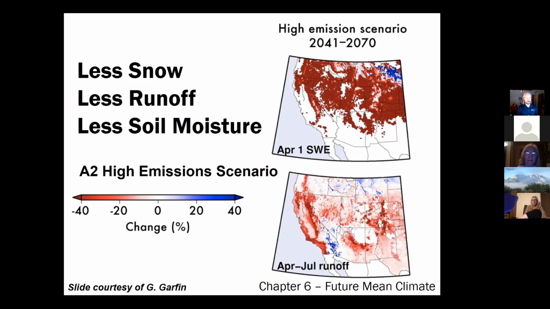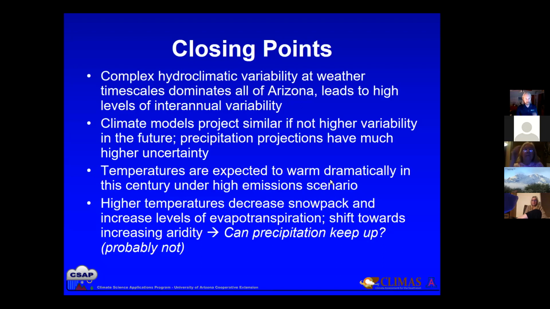And so we already have trouble. If you're watching the Colorado River situation, droughts are problematic, but when they're warm droughts, they tend to melt the snow and it doesn't make it into the springtime season and doesn't turn into runoff. So even a shift towards wetter conditions, if it's not snow and it's higher up in elevation, we have less water to deal with across the whole region. Okay, so my closing points here real quickly: we have complex hydroclimatic variability at weather timescales, which dominates all of Arizona and leads to high levels of interannual variability.